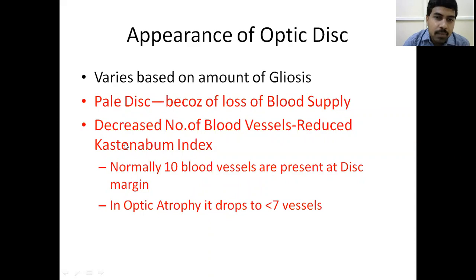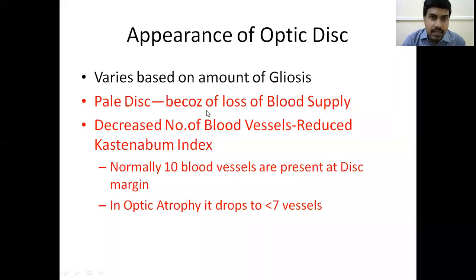That is known as Kestenbaum's index. So Kestenbaum's index is the number of blood vessels present at the optic disc margin, which is normally 10 in a normal person. And in case of optic atrophy, the number is less. It drops to less than 7 vessels. So if it is less than 7 vessels, then we can call that Kestenbaum's index is reduced.